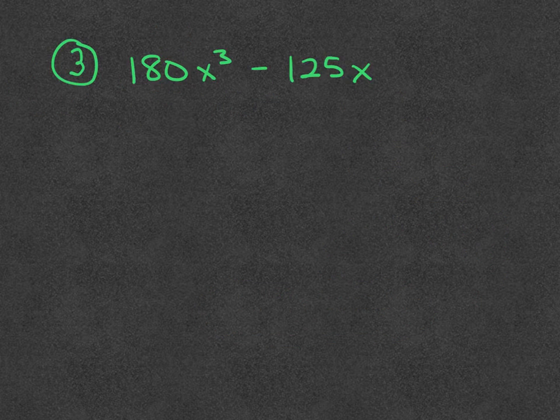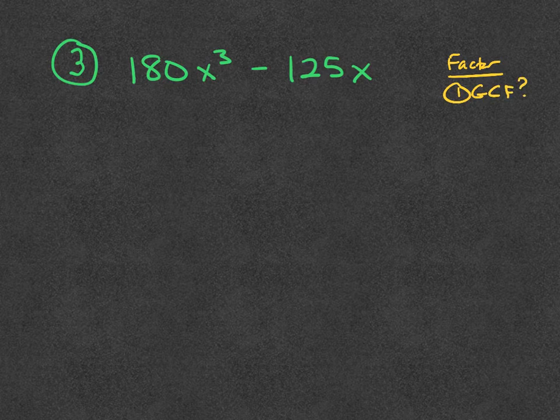Number 3, 180 x to the third minus 125x. Greatest common factor. If you look at both of these terms, you'll notice we can take an x out of both. So you'll want to make sure that's written on the outside of the parentheses that we're going to do here in a minute. And then if you look at the 180 and the 125, you can take a number out of both of those.